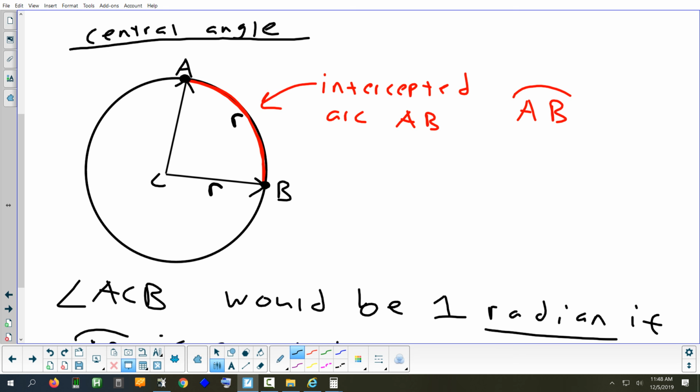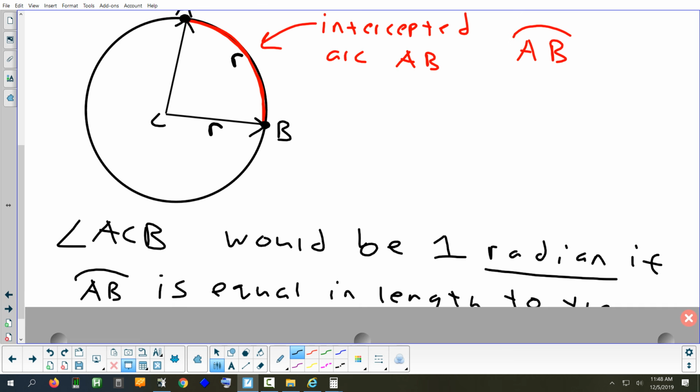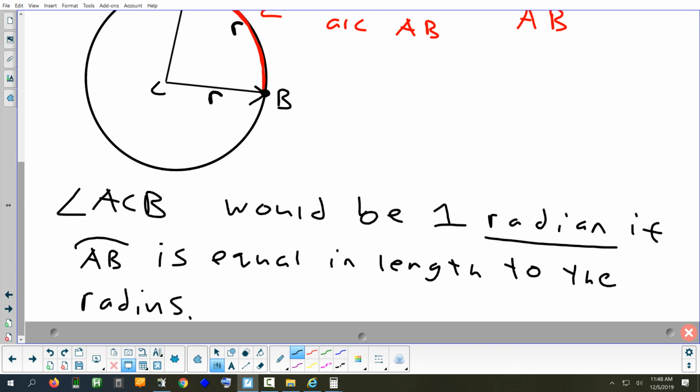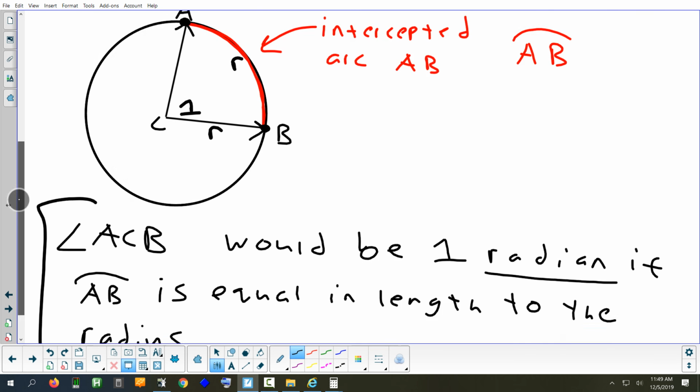So if the length of your piece of string that you use to measure that arc comes out exactly the same as the radius of the circle, then you have a picture of 1 radian. Now, that statement is going to be very important for something that we do tomorrow. So remember that. If the length of the arc equals the length of the radius, then you have a picture of 1 radian.